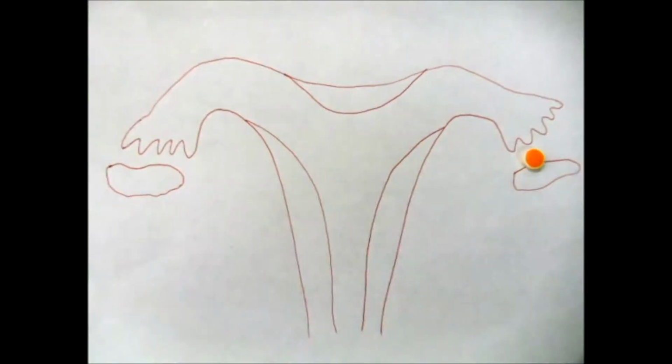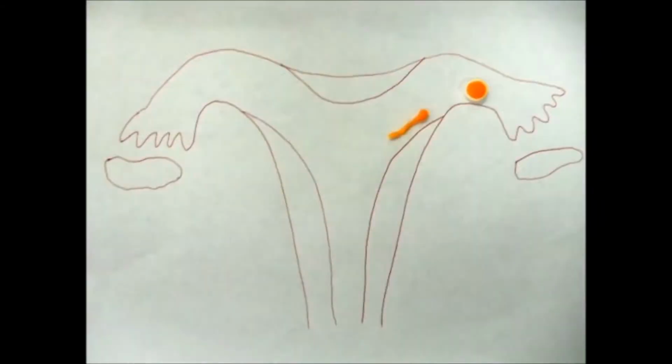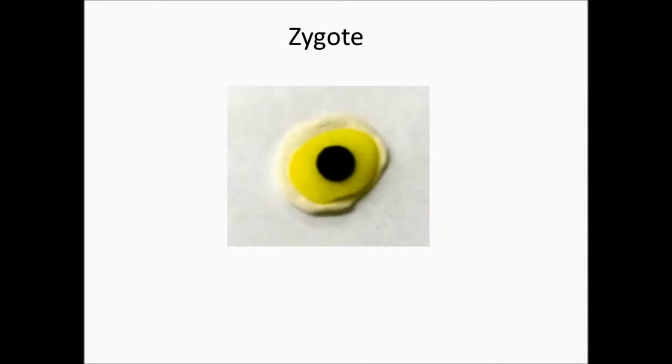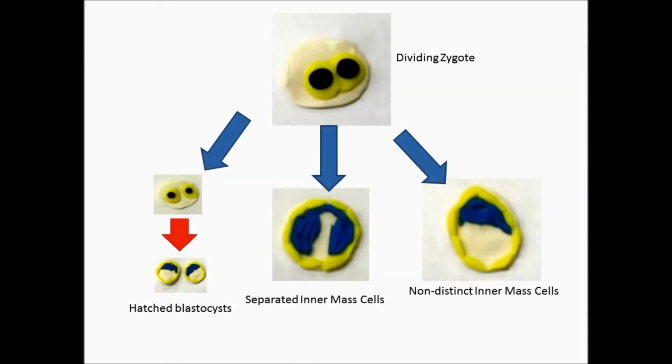After ejaculation, the sperm travels through the uterus and up the fallopian tube to meet up with the ovulated egg to initiate fertilization. In the case of monozygotic twinning, one sperm fertilizes one egg. Here we can see three distinct methods of forming monozygotic twins.